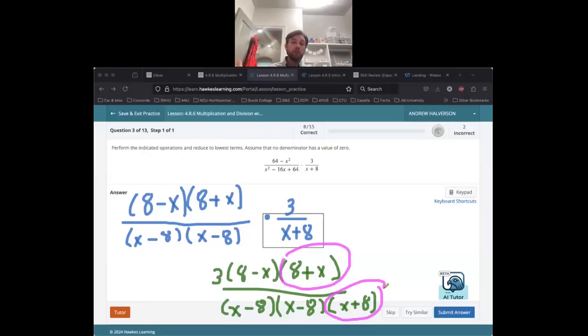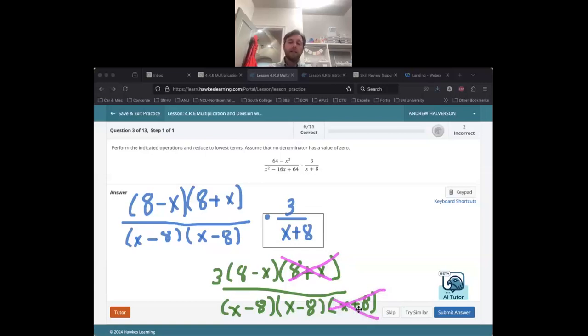5 plus 2 is 7. 2 plus 5 is also 7. It doesn't matter the order of addition. You can switch those around and you get the same thing. So 8 plus x is actually the same thing as x plus 8. We can turn those around, no problem at all. So these are indeed common factors, and this one is gone right here.